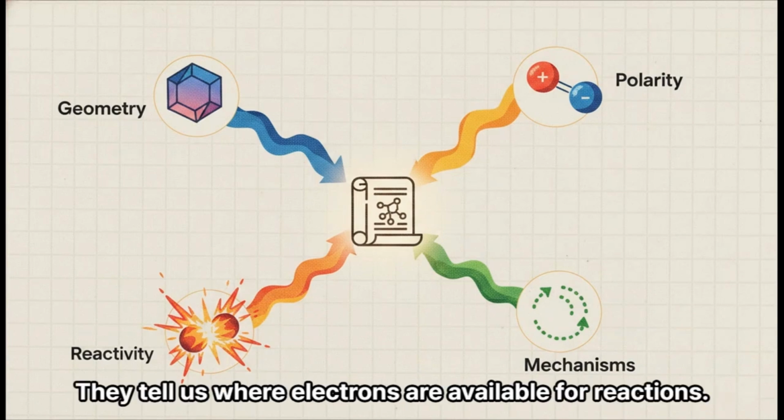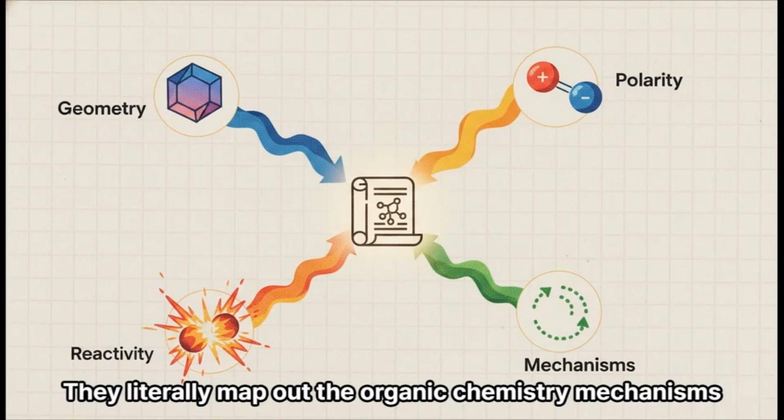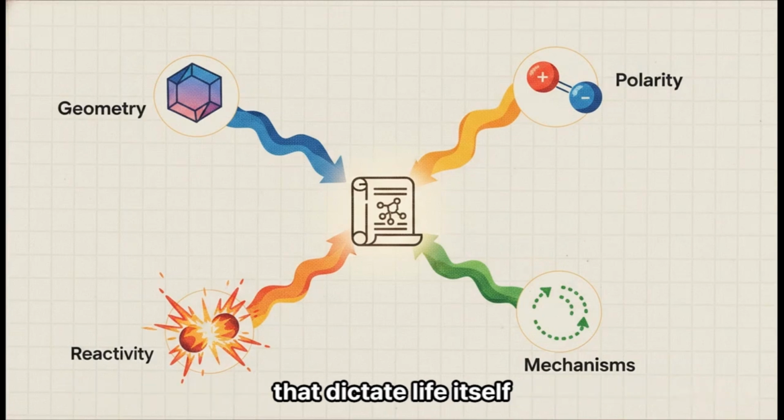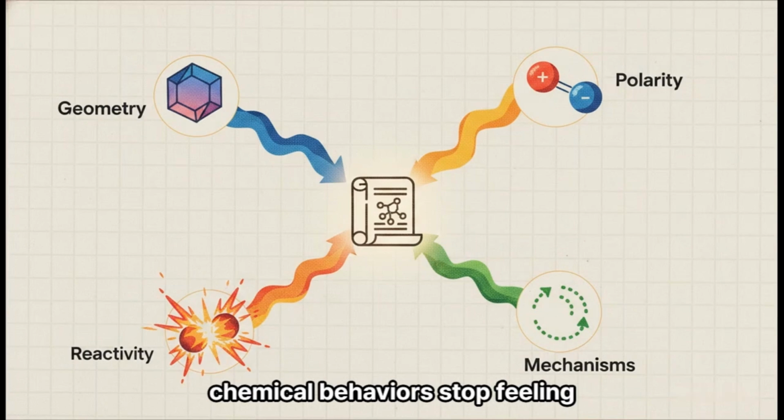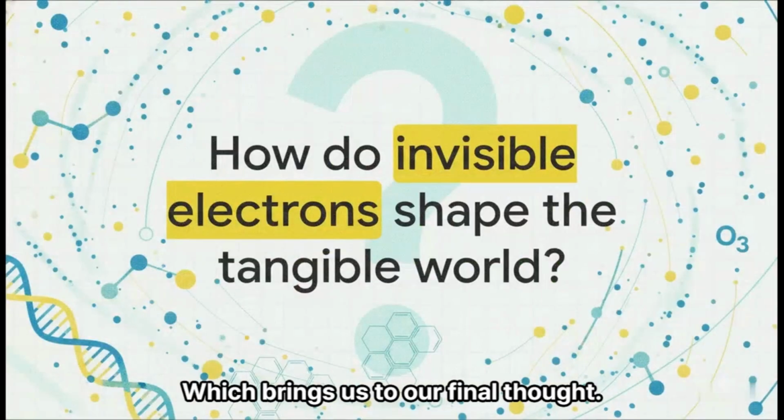They tell us where electrons are available for reactions. They explain acid-base behavior. They literally map out the organic chemistry mechanisms that dictate life itself. Once you master this, chemical behaviors stop feeling like random rules to memorize and start making total intuitive sense. Which brings us to our final thought.